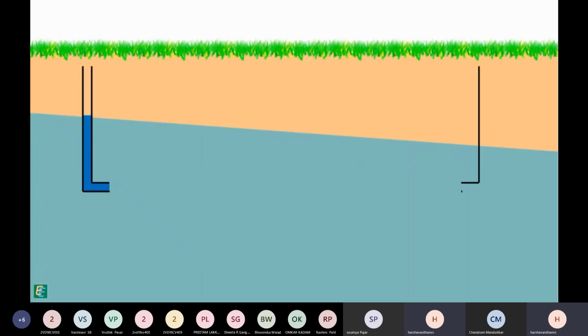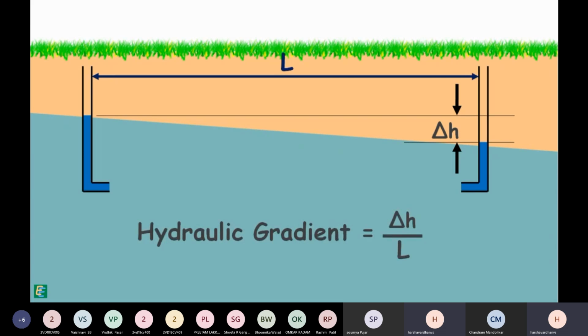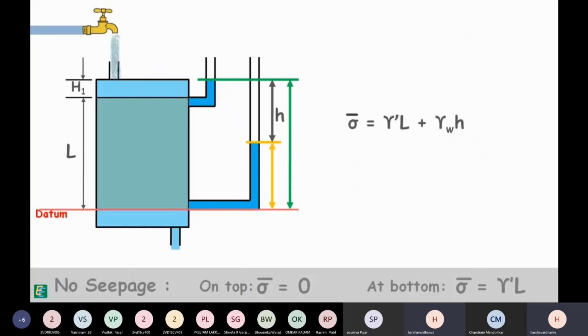We know the change in the hydraulic head per unit distance over which this change occurs is called hydraulic gradient. In our case, the head loss over the length of the specimen L is small h. So, flow is taking place in downward direction under a hydraulic gradient, say i equal to h by L. If we are to represent it in hydraulic gradient, we can simply write it as iL from this equation.